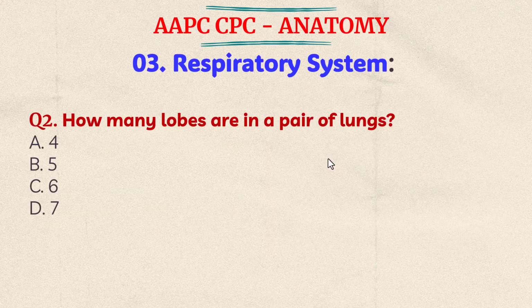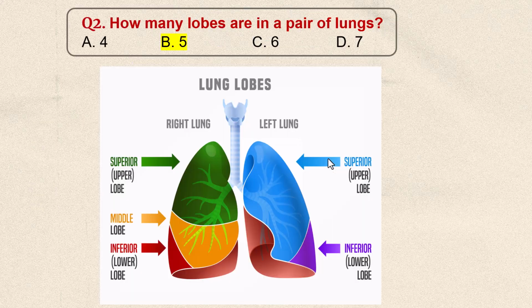Question number 2. How many lobes are in a pair of lungs? A. 4, B. 5, C. 6, D. 7. Think about the answer. The correct answer is B, 5. When you look at both lungs, you can see the right lung has 3 lobes. The upper one is called the superior or upper lobe, the middle one is the middle lobe, and the lower one is the lower or inferior lobe. In the left lung, the upper one is called the superior or upper lobe, and the lower one is called the inferior or lower lobe. So altogether 5 lobes.